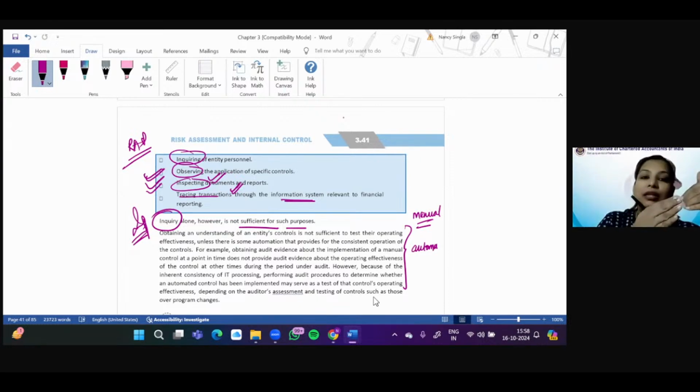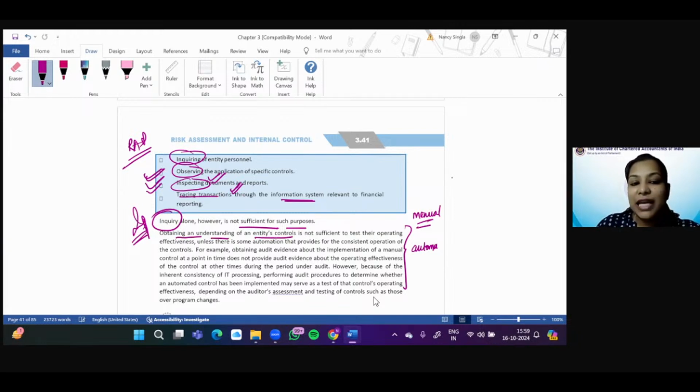Now, if there is an automated control, chances are that it will work the same way as it is working at a particular point of time. So when the auditor checked it at a particular point of time, chances are that throughout the year it is working the same, right? So let us just read it from the module.